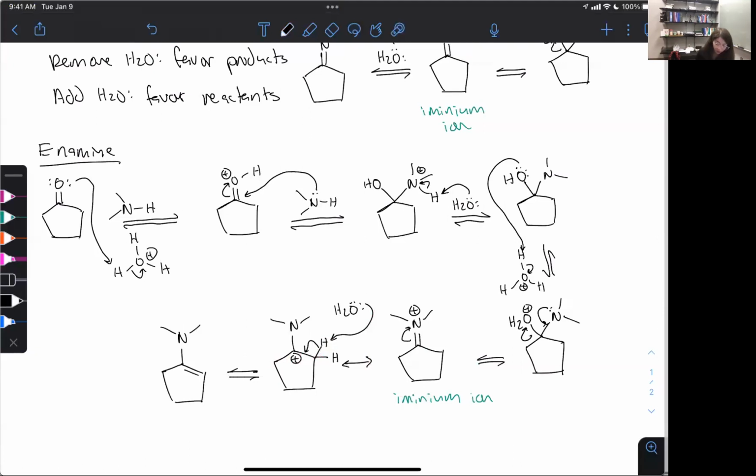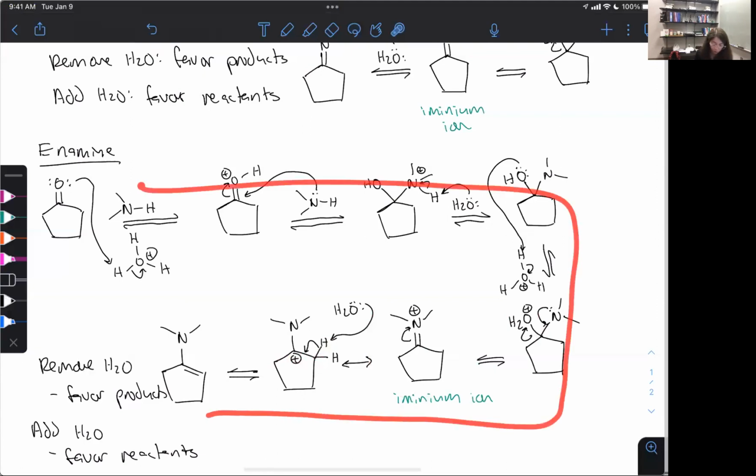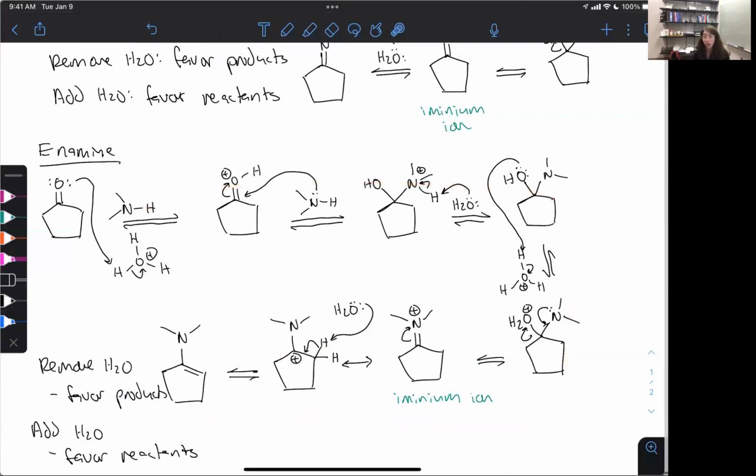And for the enamine, we have the same situation here where we were losing water from this reaction. So again, if we remove H2O, we're going to favor products. If we add water, we're going to favor reactants. Okay, so it's the exact same process here. And this one, again, can also go in the backwards reaction, just doing this mechanism the opposite way.